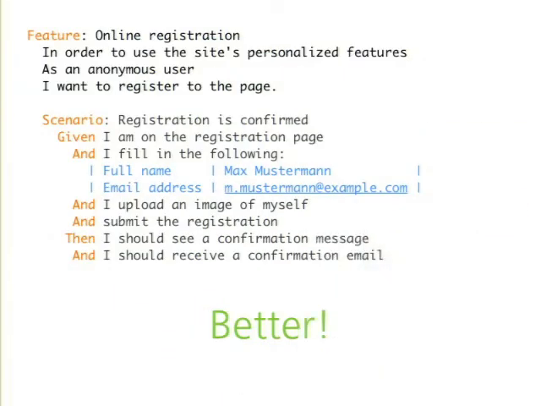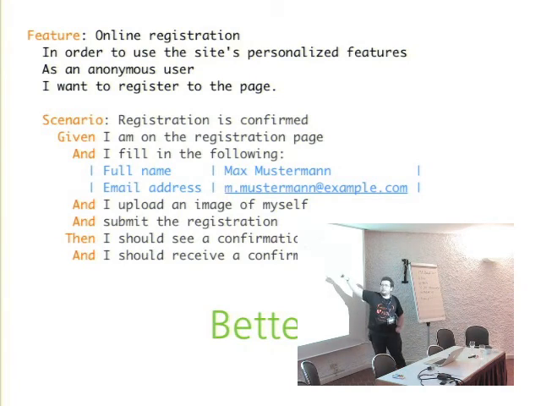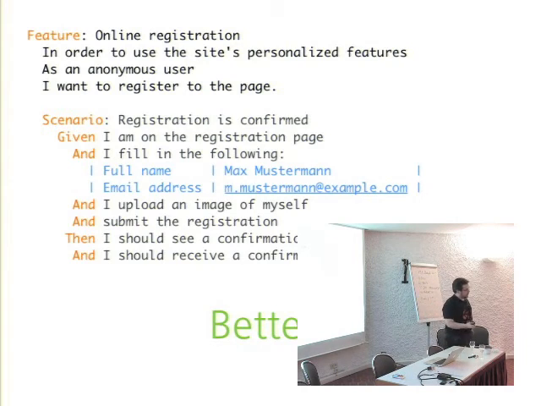As you can see, in Gherkin we can group these test scenarios in features. In this case, the feature was described in the form of a user story: in order to use the site's personalized features, as a user I want to register, and so on. So basically, what we have here is a user story with acceptance criteria. The only difference to the example that I presented in the beginning of my talk is that this test is actually executable.